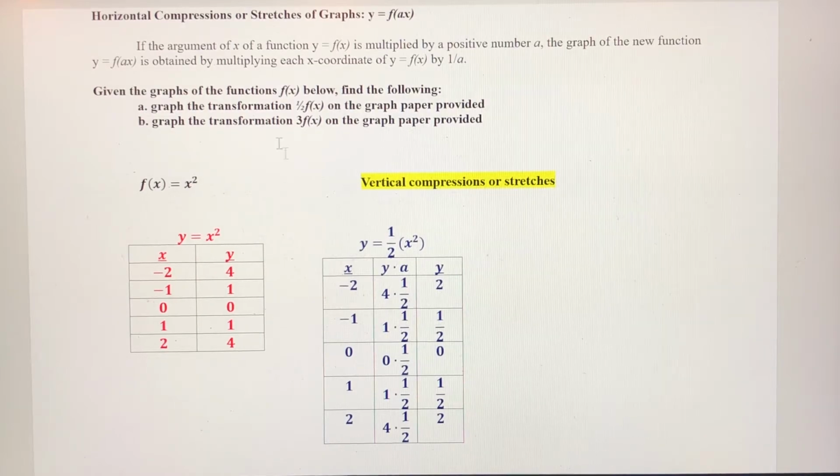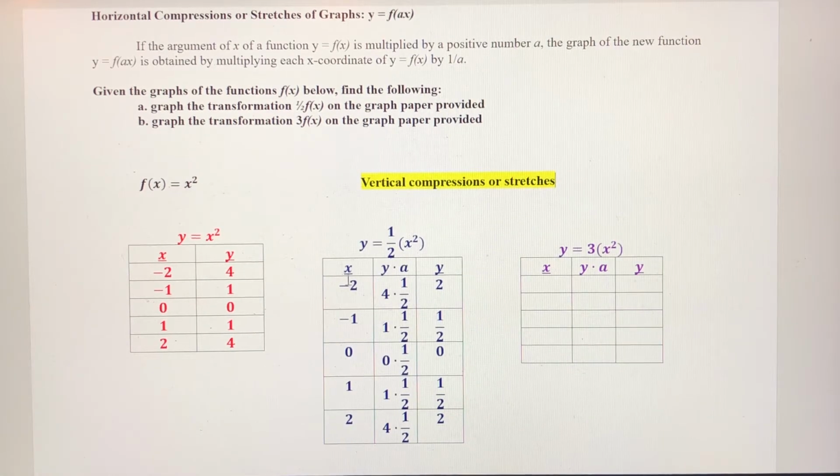Now let's look at part B. Instead of our coefficient of f of x being a fraction between 0 and 1, we're going to make it a number greater than 1, in this case 3, okay? So again, the x-coordinates are all going to stay the same. We're going to use -2, -1, 0, 1, and 2 for my x-coordinates. And remember, I'm going back to the original function, not this transformed function from the first part, okay? I'm going to multiply my y-coordinates now by that coefficient 3, which is my a value, okay?